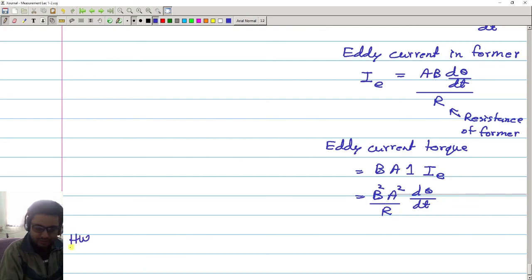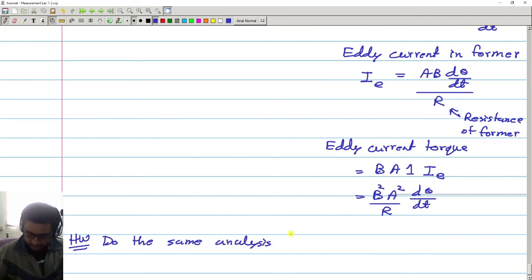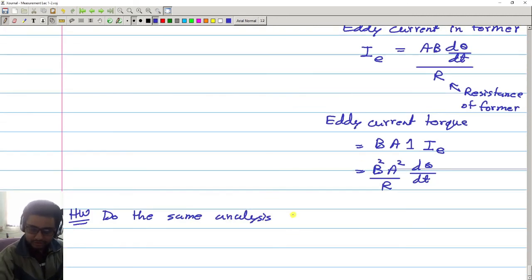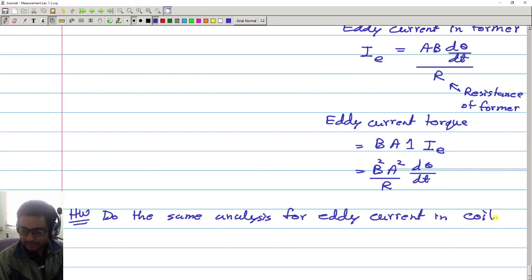Okay, fine. So here the analysis we have done is for the eddy current in the frame. Now your homework: do the same analysis for eddy current in the coil. What are the things you think will change here finally? Suggestions please. Sir, N will change, the number of turns. So N will come into the picture. What else will change?